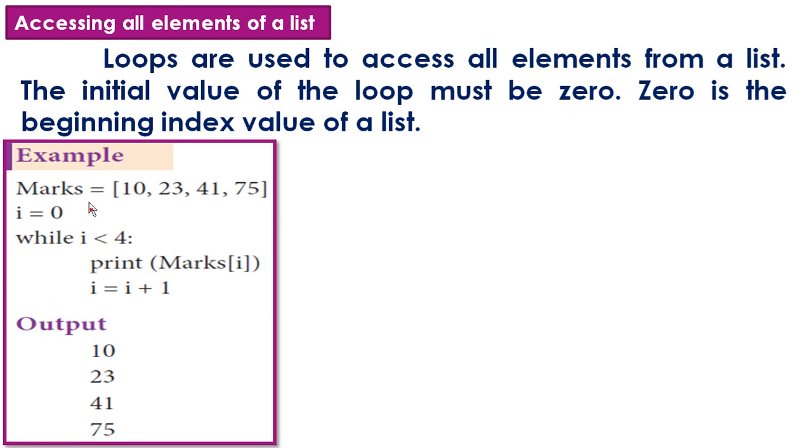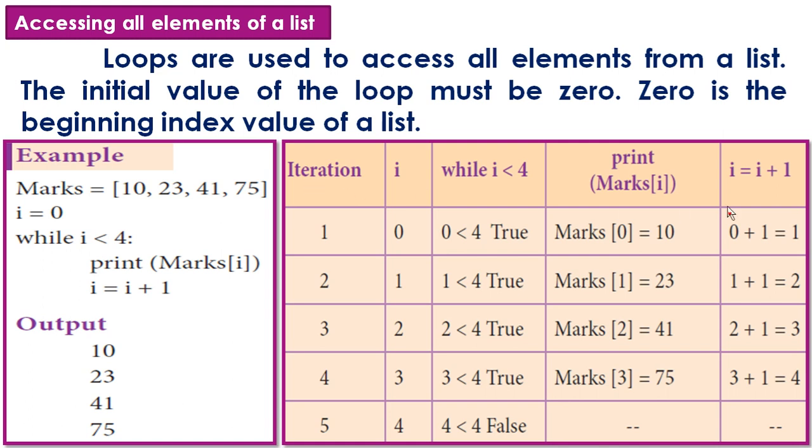Here is an example: marks equal to 10, 23, 41, 75, I equal to 0. To print all the elements of the list, we use the while loop. Here the condition is I less than 4. This is the execution of this program. This while loop processes 4 times, the starting value of I is 0, the end value is 3, because the condition is I less than 4. When it reaches 4, the condition becomes false. Then the loop is terminated and exits.